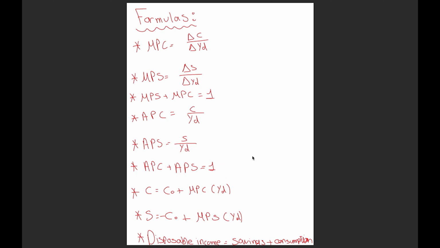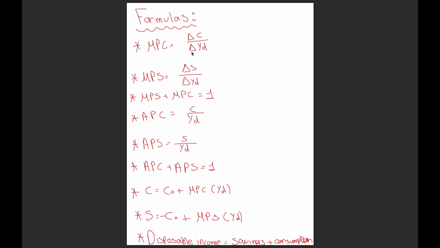Now over here, these are all the formulas that I had just explained. There are three that I didn't explain, and I will go over them very fast because they're very, very easy. MPS and MPC can never be above 1. They always have to be between 0 and 1. So, MPS plus MPC is equal to 1. APC plus APS is equal to 1. They are very similar, they're kind of the same thing, and you can memorize them like that. Now, disposable income is equal to savings plus consumption, ceteris paribus.